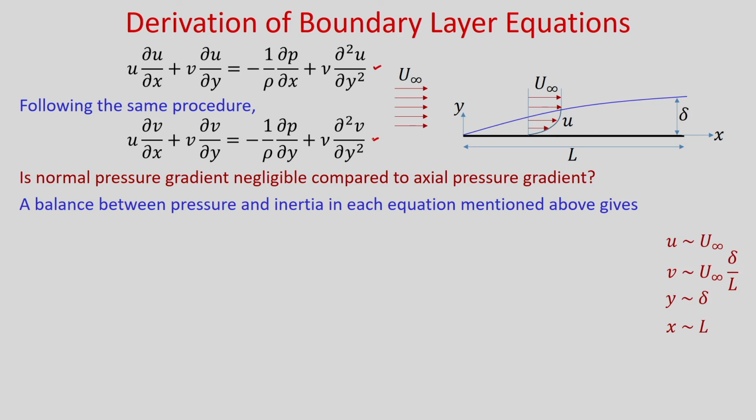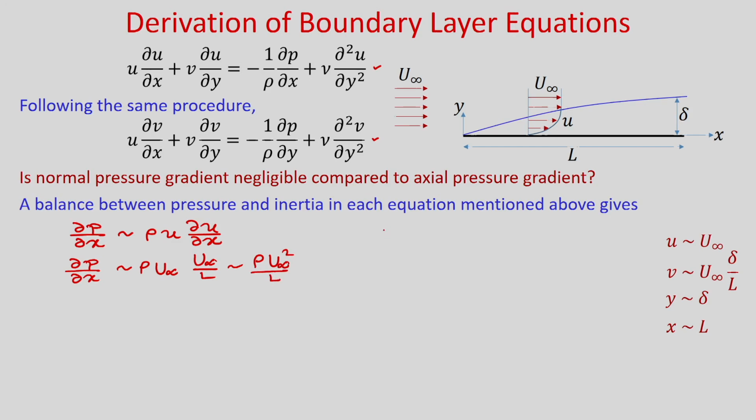So, you can see that if you write del p by del x, okay, we can write it is order of one inertia term, so rho u del u by del x, right. So, we can write del p by del x is order of rho u, where u is order of u infinity, divided by L. So, it will be rho u infinity squared by L.